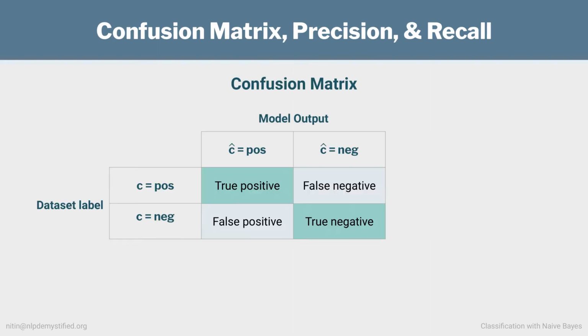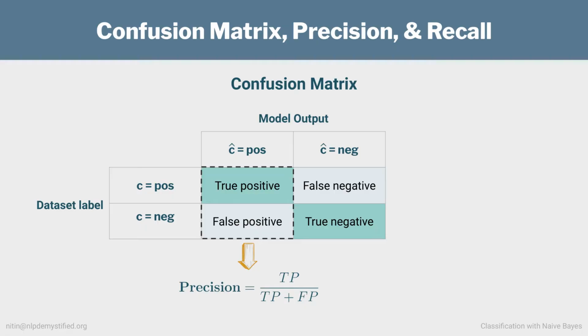For simplicity, let's say we're doing a simple binary true-false classification task. A confusion matrix would then look like this, with the rows representing the actual dataset labels and the columns representing what our model predicted. We would have correct predictions running down the diagonal from the upper left to the lower right, and it's a quick way to get a sense of how our model's doing.